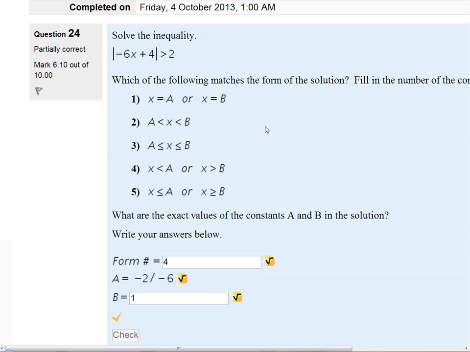Okay, but before we even do that, now here's the part that I think some people are trying to rush into and they're forgetting. Ozzy, what's the first thing we're going to do? Good. We want to make a trade. We want to make a trade, get rid of the absolute value bars and trade it for a compound inequality without, right?